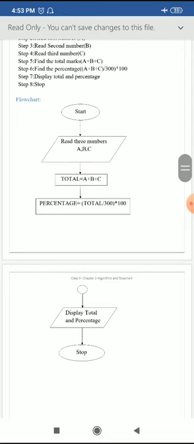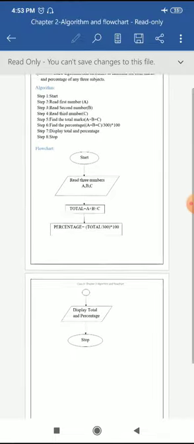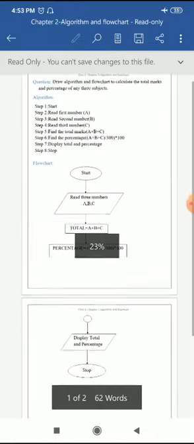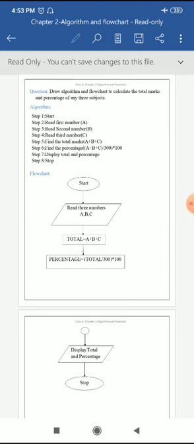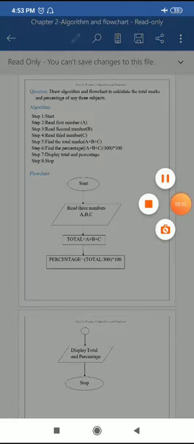You can see I have used a connector, a small circle, after percentage between percentage and display. Why? Because I wrote it on two different pages. So when you have such a break in the flowchart, you are supposed to draw a connector. It's a very simple flowchart. The same will be written in your class book once the school day opens. I hope the chapter and the topic are clear to you.